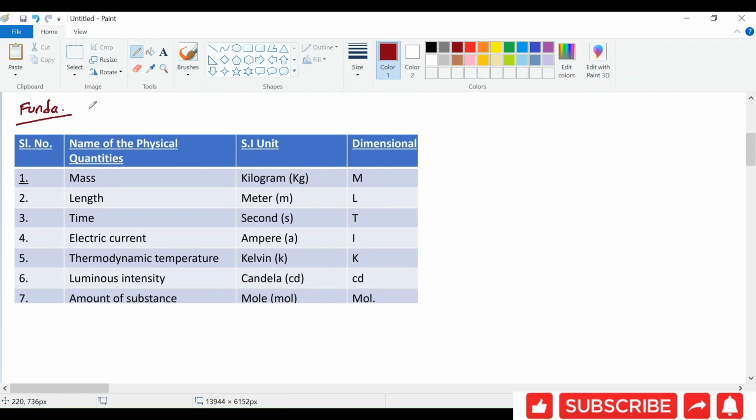The first one is mass, very very important. Its SI unit is kg, its dimensional formula is capital M. Length, SI unit is meter, dimensional formula capital L. Time, SI unit seconds, dimensional formula T. Electric current, SI unit is ampere, dimensional formula A, you can also represent it as I.